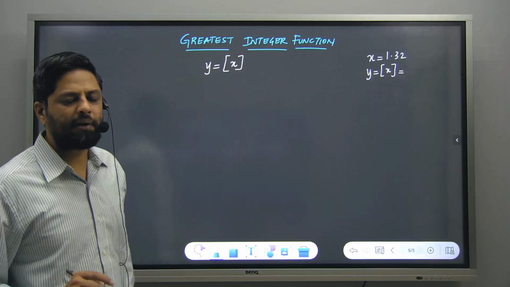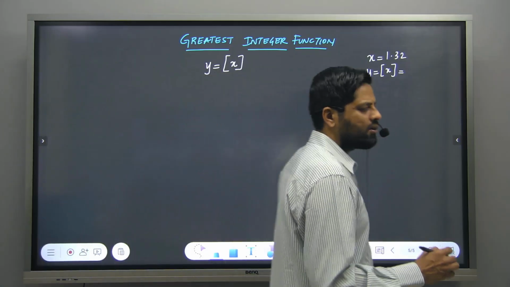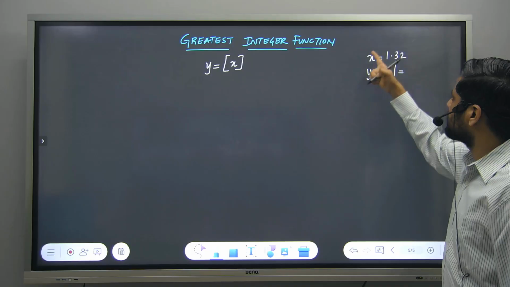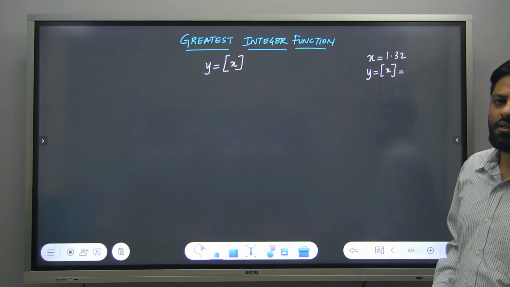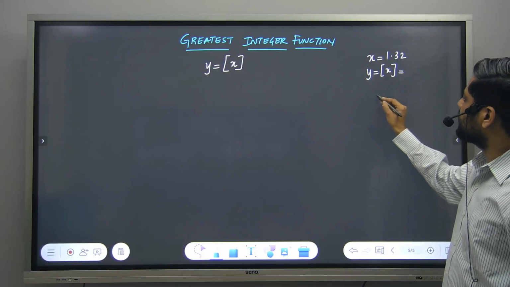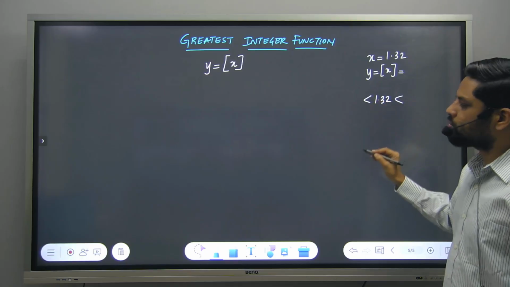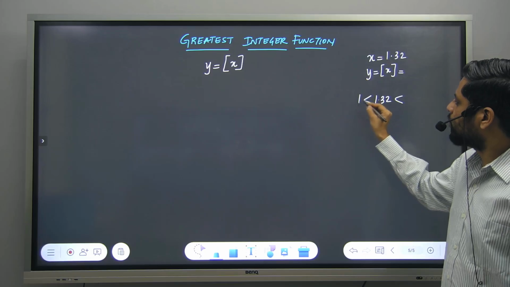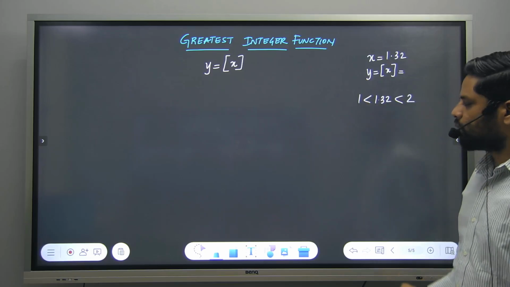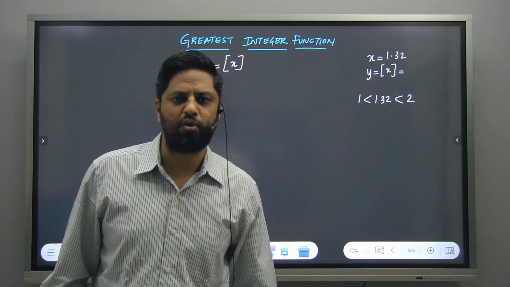What do you mean by greatest integer function? If you have any value of x, the value will be between two integers. So 1.32 is between which two integers? It is between 1 and 2. 1.32 is a value between 1 and 2. Very clear, no confusion in that.